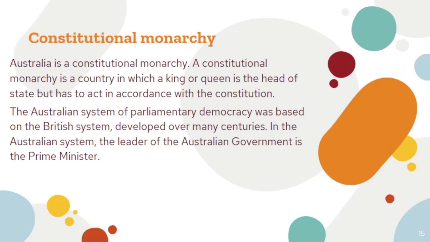A constitutional monarchy is a country in which a king or queen is the head of state but has to act in accordance with the constitution.